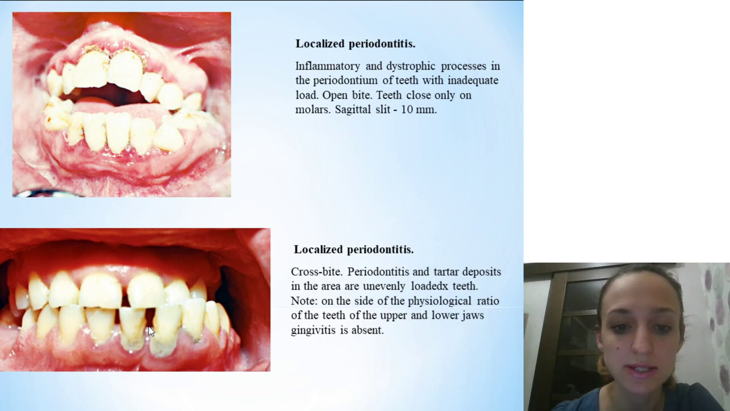Diagnostic of periodontal diseases include the following stages. First stage is questioning, and next one is objective examination of teeth and periodontal tissues and oral mucous membrane. And next one is rentgenologic X-ray examination. So during questioning, it is necessary to pay attention to patients' complaints and their nature and duration.